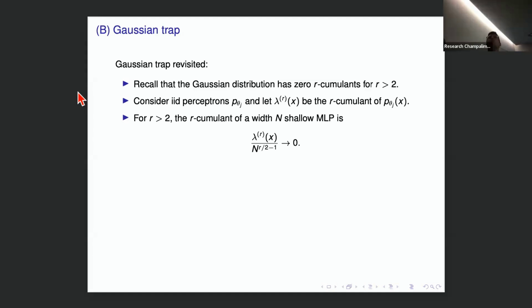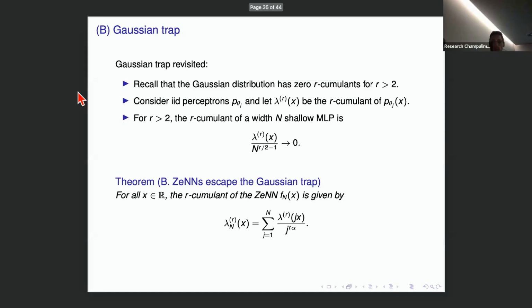So what we are going to do to prove that ZeNNs do not suffer from this pathology is to compute a formula for the cumulants of the ZeNN networks and show that it does not go to 0 as n goes to infinity. And remarkably, we were able to do it. It's not so remarkable after you see the computations, but we were surprised that the computations turned out to be doable. So it's remarkable in that sense.